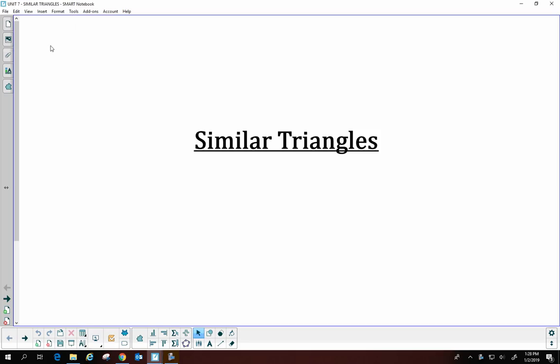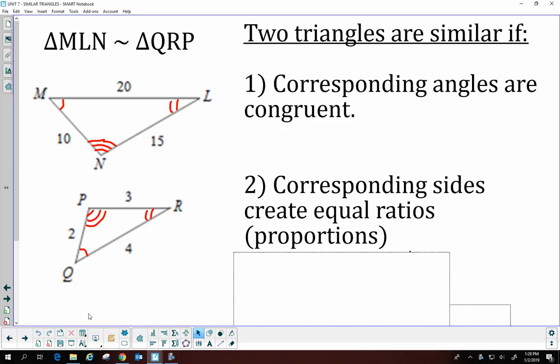Hey, today we're going to move on from congruent triangles. We're going to start talking about similar triangles. So things that are similar aren't exactly the same, but they have some characteristics that are the same, and that sort of holds true for triangles. And so if two triangles are similar, we know a couple things about them.